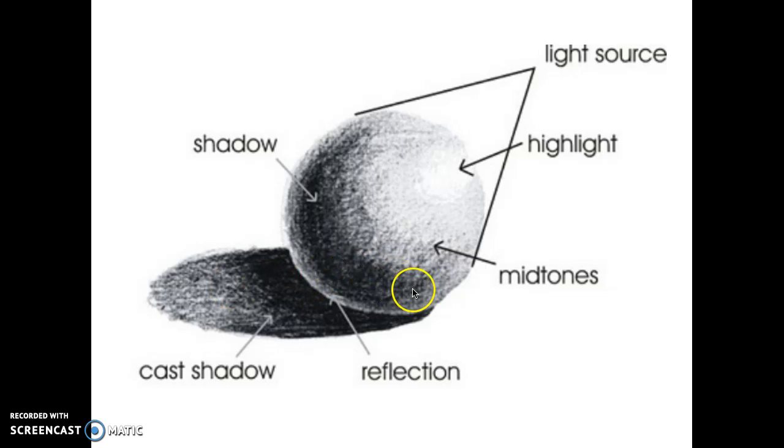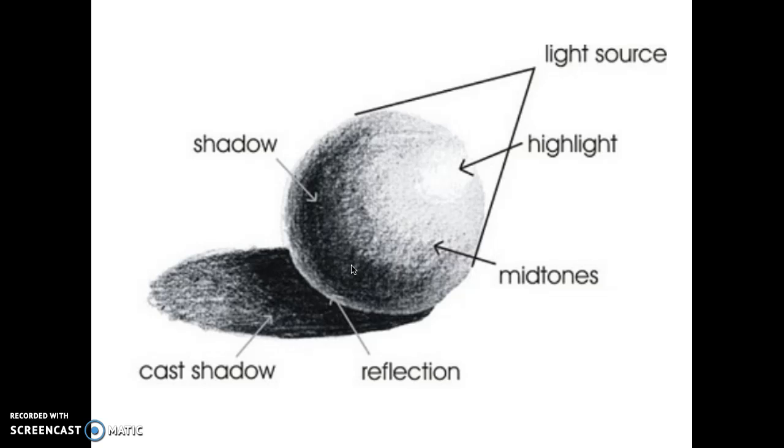You'll then see the shadows on the sphere itself. So we have the deepest part of the core shadow that's on the side of the sphere that's closest to the cast shadow, and then we have a range of mid-tones that curve up and around the sphere.